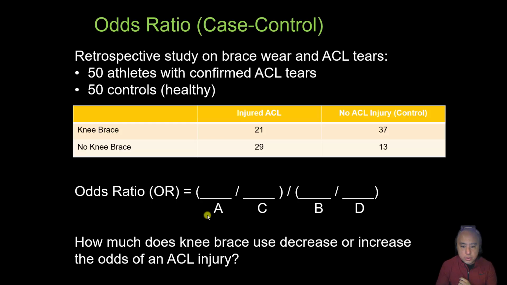So the odds of knee brace wear of getting an ACL injury is given by 21 over 29. That is the number of injured ACL athletes that wore a brace versus the number of those who did not wear a brace. So that's 21 over 29. And then you do the same thing in the non-ACL injury. This is the control group, so that is 37 over 13. Take the ratio between the two, answer this question. How much does knee brace use decrease the odds of an ACL injury? Cool. So if you got 0.25 or 25%, that is correct.